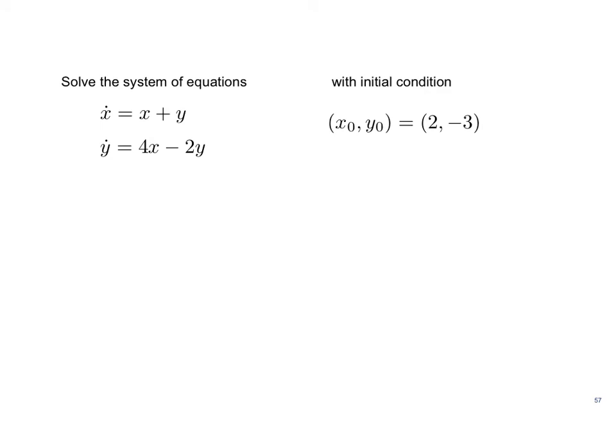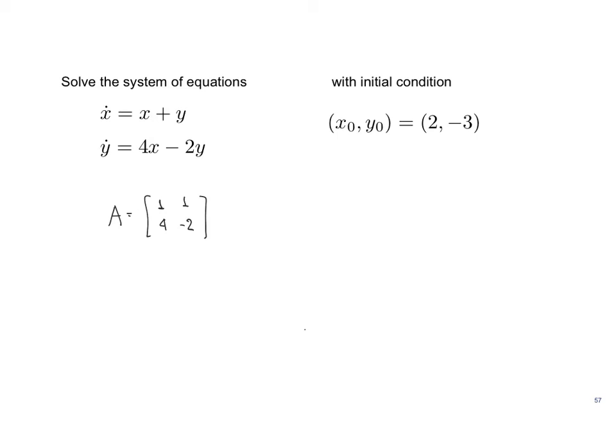Okay, so let's start with this example and find out what is going to be the solution, and what the corresponding fixed point is going to be. Repeller, attractor, saddle? And we are given in addition an initial condition. The first thing we have to do is just write down the matrix. What is the matrix A in this case? Yep, we have 1, 1, 4, minus 2.